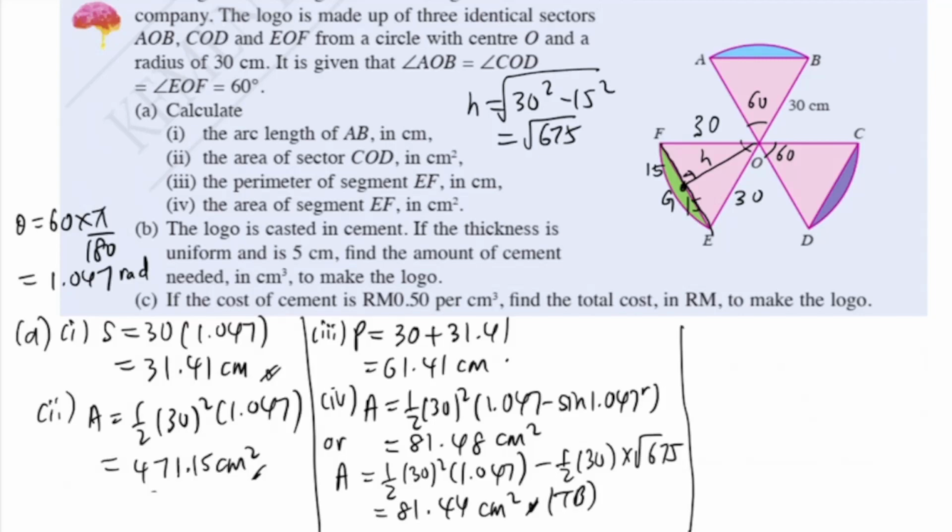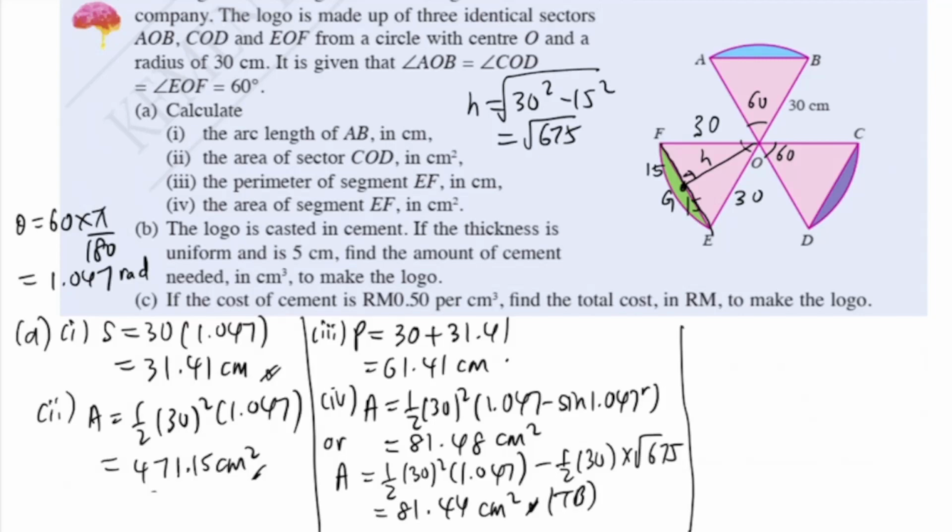Now let's look at the next one. B. The logo is cast in cement. The thickness is uniform and is 5 cm. Find the amount of cement needed. The amount of cement is basically the volume. You take the area and multiply with the thickness to get the volume. But we have three sectors here.